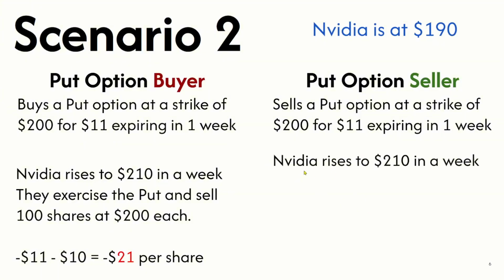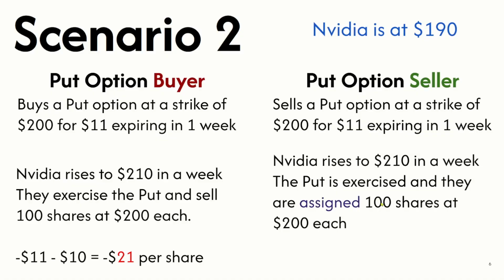Nvidia rises to 210 in a week, so this is what they wanted. They wanted the share price to go up. And they say, oh, well, the put is exercised, and now we're being assigned 100 shares at $200 each. So we're having to buy these shares from the put seller. So we're buying the shares at $200 each, but the market price is $210.